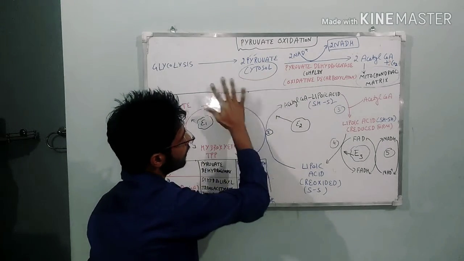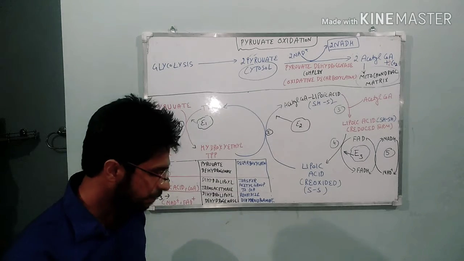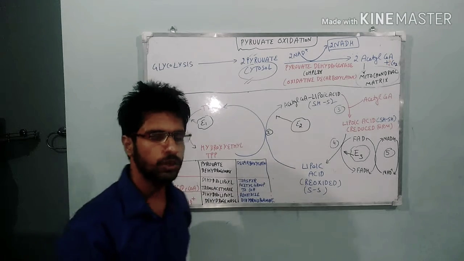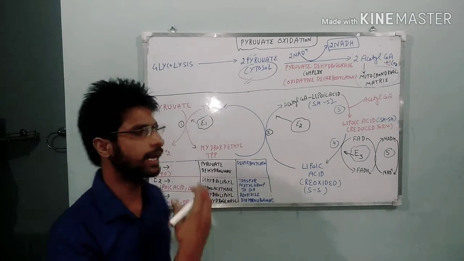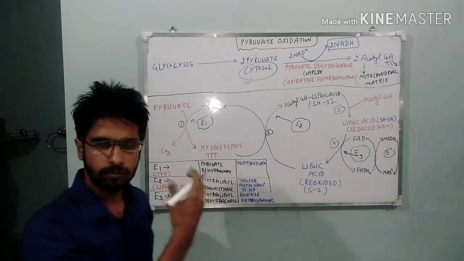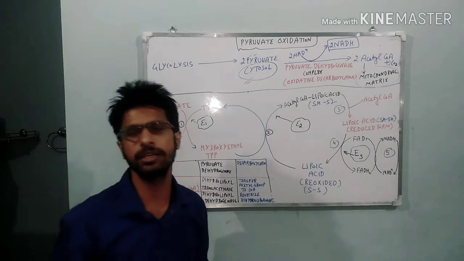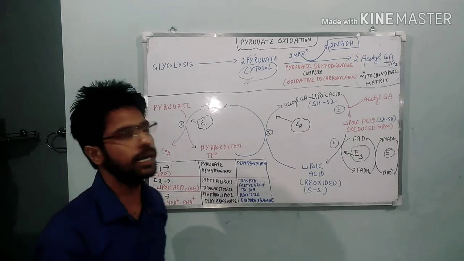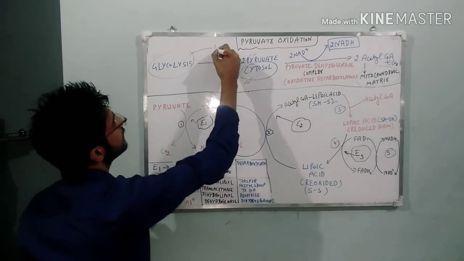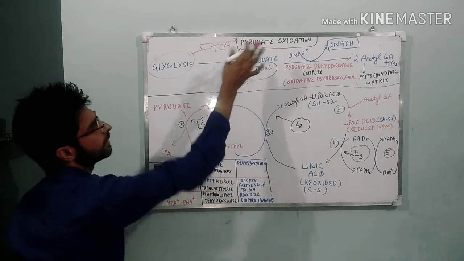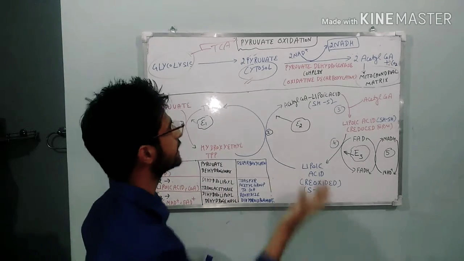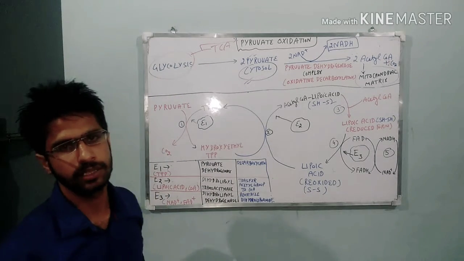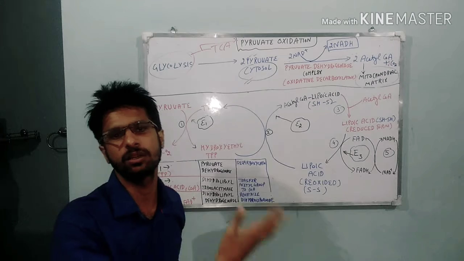So glycolysis occurs in the cytosol and the product we get is the two pyruvate molecules in the cytosol. But we know that the TCA cycle, which is the next step after glycolysis, is going to occur in the mitochondrial matrix. And the pyruvate oxidation is a link between glycolysis and the TCA cycle. This is the important link, pyruvate oxidation. Or we can say that this is the intermediate between glycolysis and the TCA cycle, which you can also know as the Krebs cycle or by many other names.